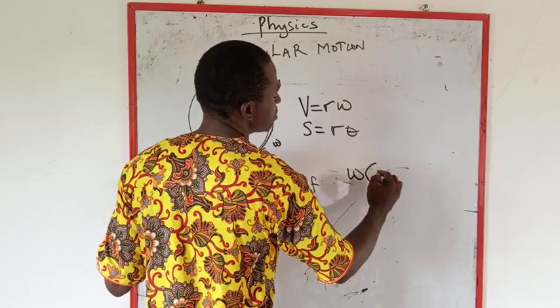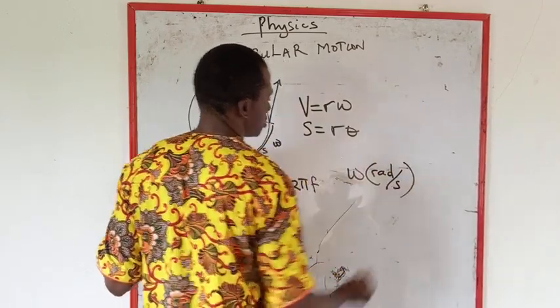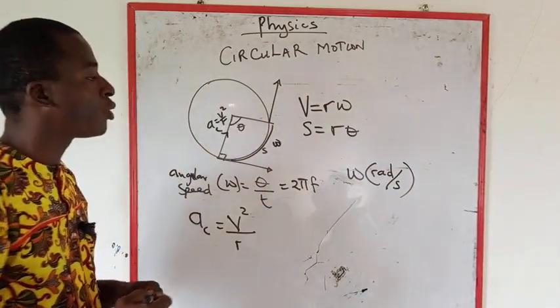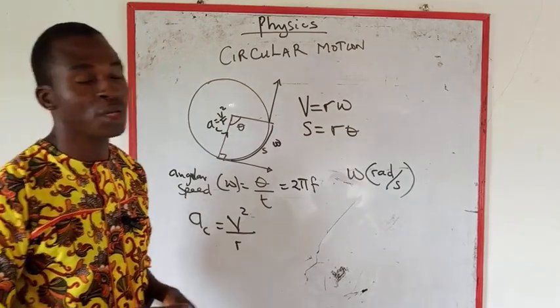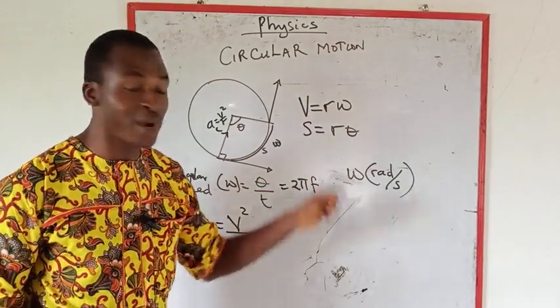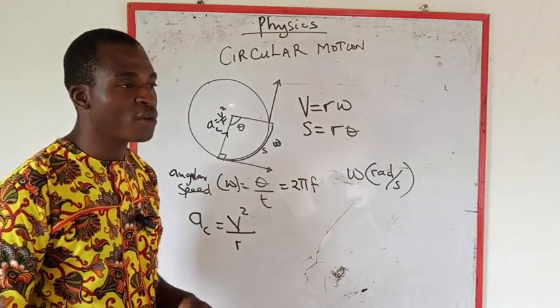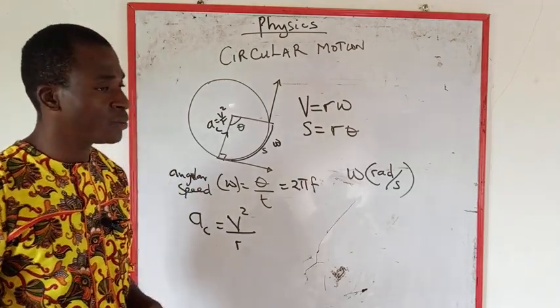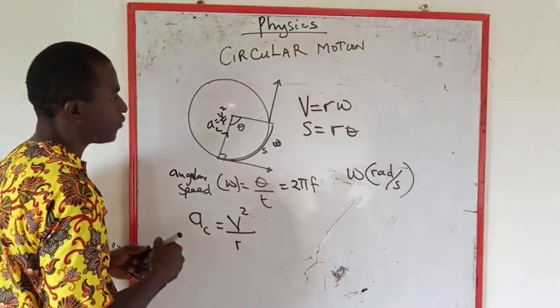That's why our unit for angular speed is radians per second, because the angle we are using there is not in degrees, we are using it in radians. So rad per second is the unit of angular speed. You have a question? Can you ask a question? What's the question? Okay, so let's go on. We are just showing the formulas that are relevant.